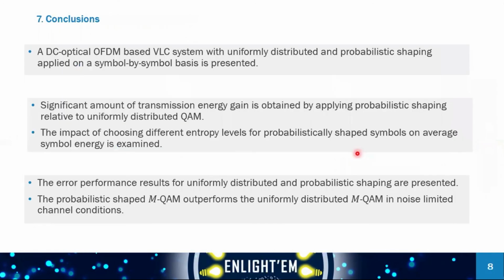To conclude my talk, I have presented to you a DC-biased optical OFDM based VLC system with uniformly distributed and probabilistic shaping applied on a symbol by symbol basis. I have also shown PS saving a significant amount of transmission energy. The error performance results of uniformly distributed and probabilistic shaped signals are also discussed. And the probabilistic shaped QAM outperforms the uniformly distributed QAM in the noise limited channel conditions I discussed.